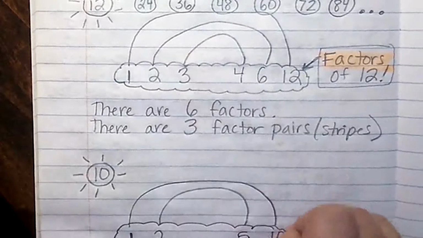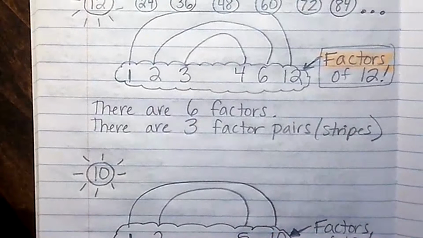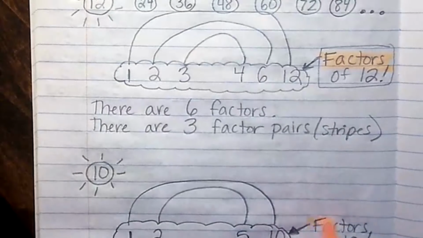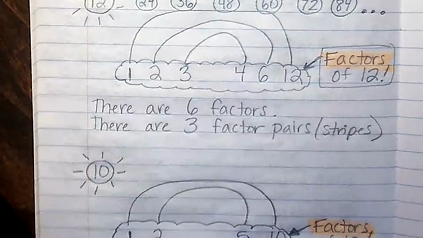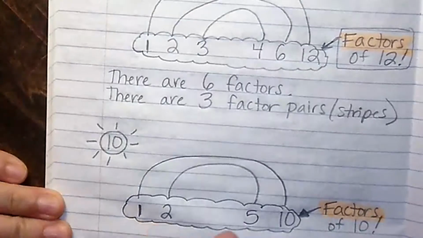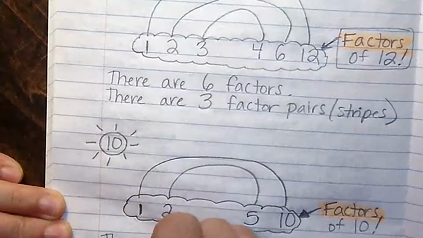The numbers in the clouds are the factors. There are a set number of factors. There are no more and no less. So how many factors do we have for 10? 1, 2, 3, 4. So we would write there are 4 factors.